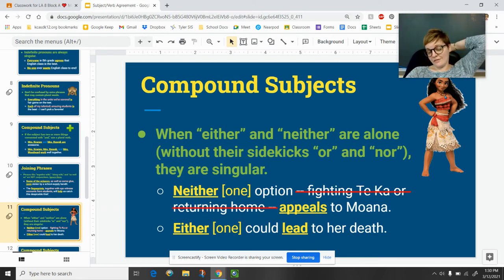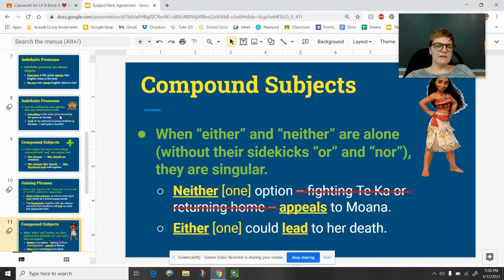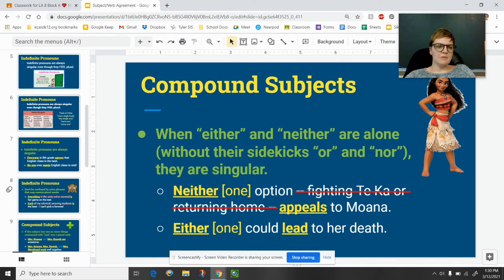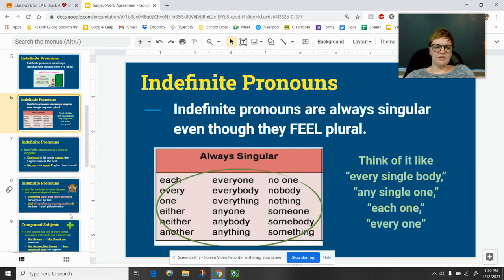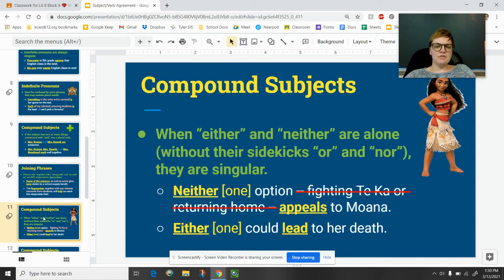And then we have the either or neither compound subjects. So when either or neither are alone without the word or, they're singular. And that is because of the same rule with indefinite pronouns. So the same thing we talked about up here. You can see either and neither are on the list. So if you ever just see neither option appeals to Moana, if it's alone, you ignore all of the other pieces and you treat this like a singular. Either could lead to her death, either lead. Either one could lead.